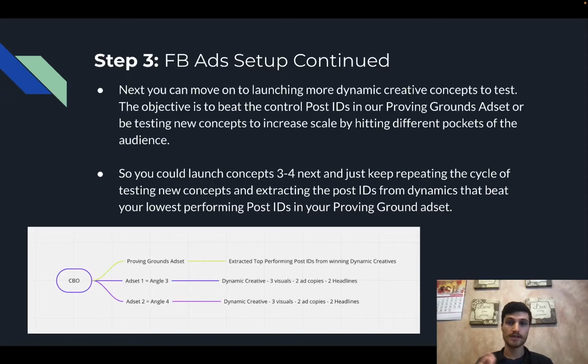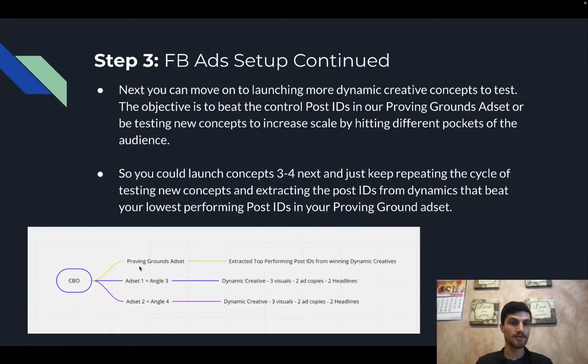So the next thing is, like I said before, you can move on to launching more dynamic creative concepts to test. And the objective is to beat the control post IDs. Or sometimes it's honestly just to test new concepts that are going to help hit different parts of the audience, which is going to help with scaling the account. So you can launch concepts 3 through 4 next. And then the goal is to just keep beating out that control post ID group in the Proving Grounds ad set. So you can see an example diagram below.